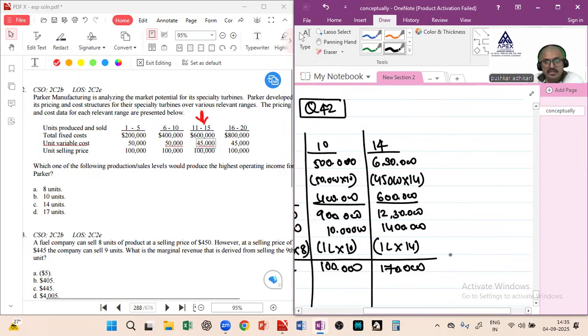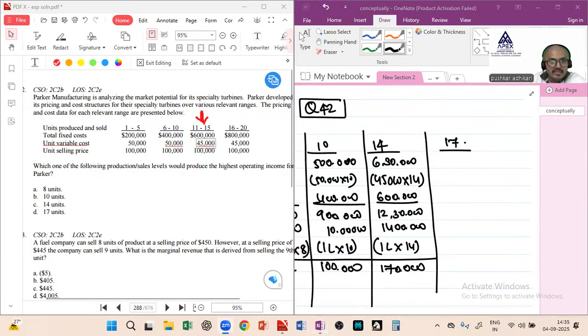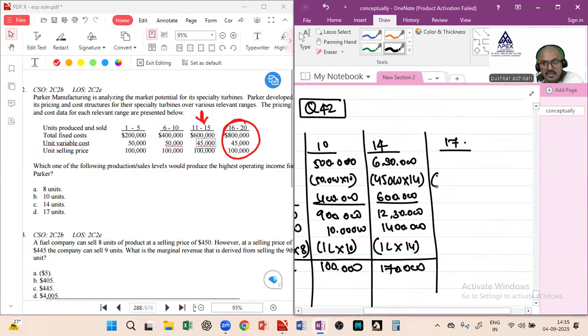So what is my profit? 1 lakh 70,000. Next. They are saying take 17 units. Now 17 will fall under which category? 17 will fall over here. What is the variable cost per unit? Sir, again it is 45,000 per unit. For how many units? 17. So 45,000 multiplied by 17. What is the answer? Sir, it is 7 lakh 65,000.